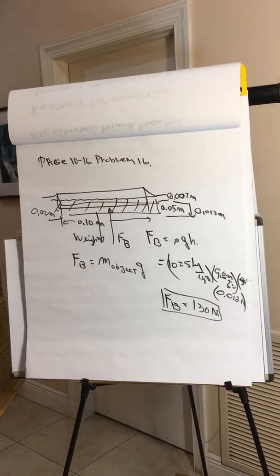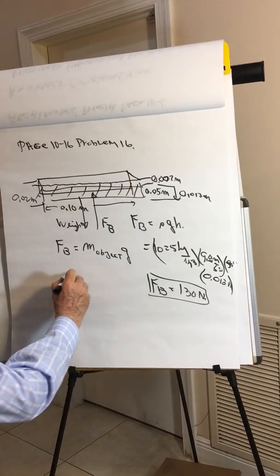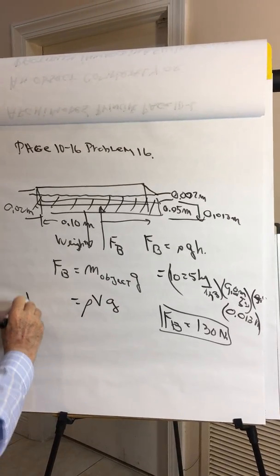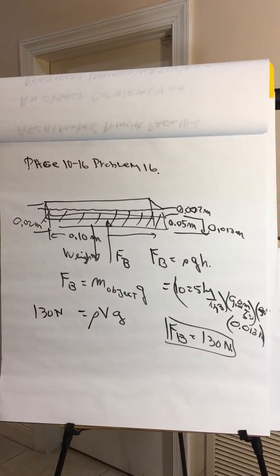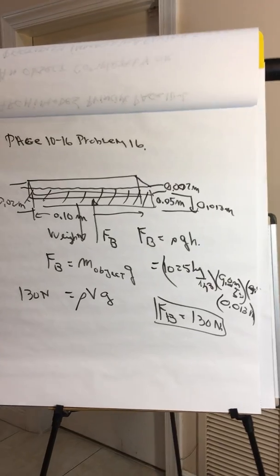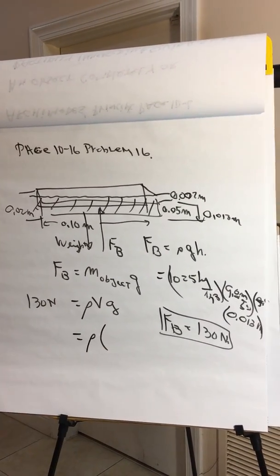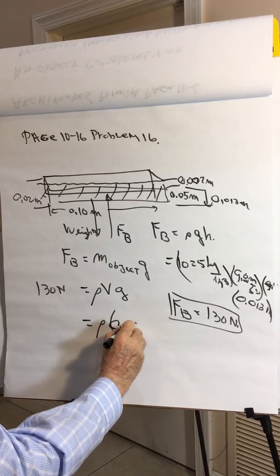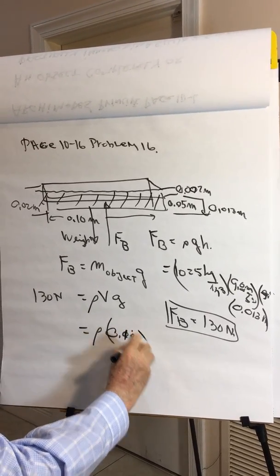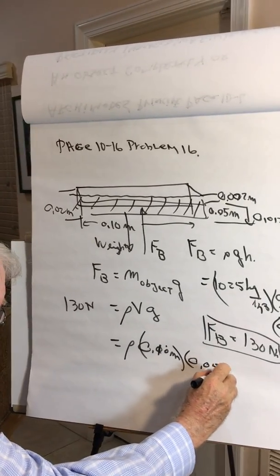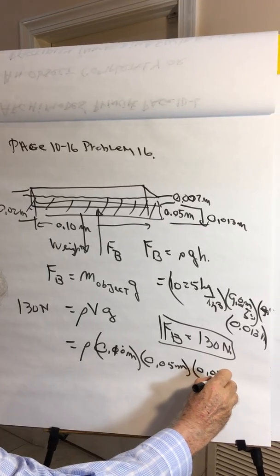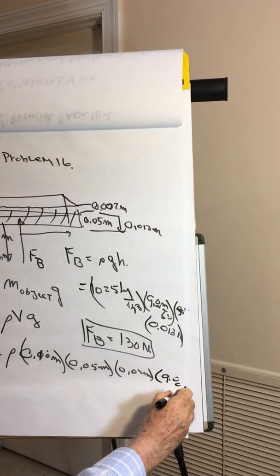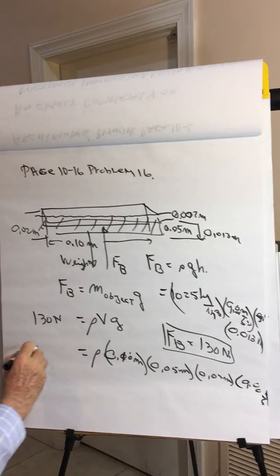Now, we want to figure out the density of the object. The weight of the object is equal to its density times its volume times G. We know this is 130 newtons now, the buoyant force equal to the weight of the object. The density of the object is what we're looking for. The volume of the object will be its length times its width times its height. The length was 0.1 meters, the width is 0.05 meters, and the height was 0.02 meters. And then G is 9.8 meters per second squared, and this is 130 newtons on this side.